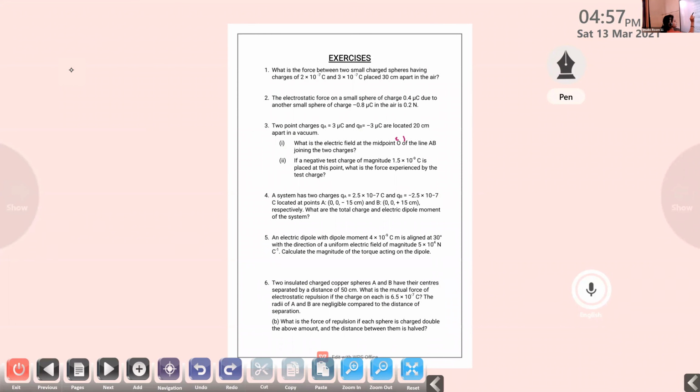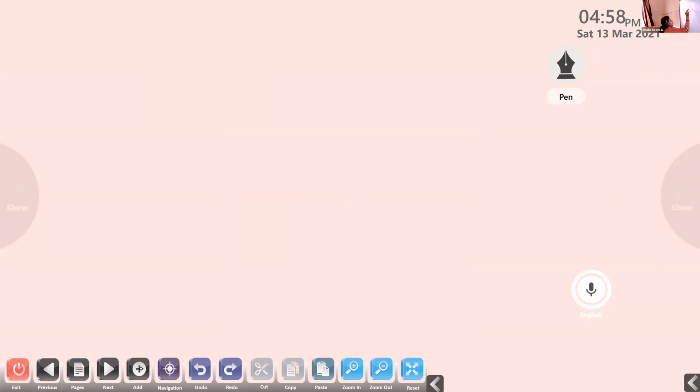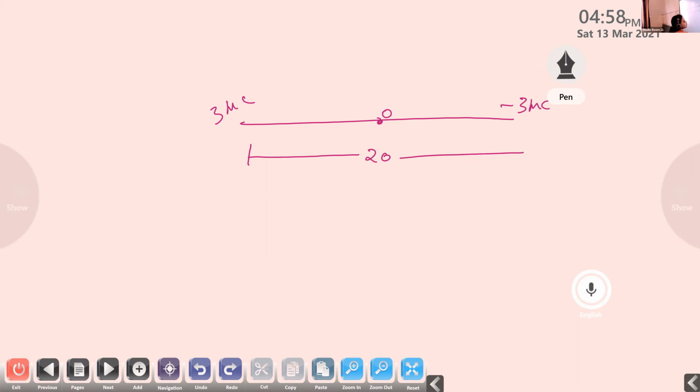The second sub-question: if a negative test charge of magnitude 1.5 × 10^-9 coulomb is placed at this point, what is the force experienced by the test charge? Here we are considering two charges, one is 3 microcoulomb and the other is minus 3 microcoulomb, separated from a middle point O, and the total distance between them is 20 centimeter.